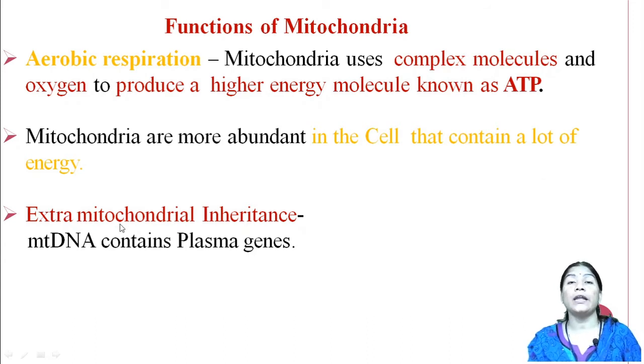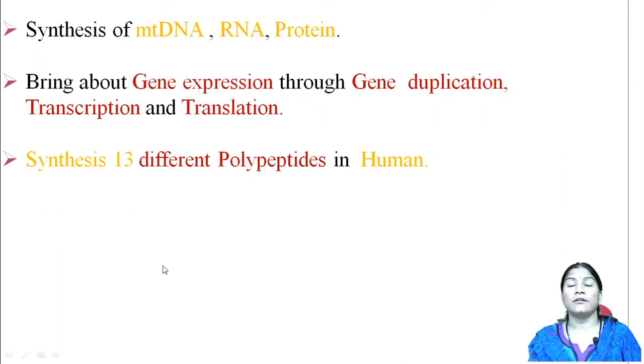It also plays an important role in extra-mitochondrial inheritance. It contains the plasma genes. It plays an important role in the synthesis of mitochondrial DNA, RNA and proteins, which brings about gene expression through the processes of gene duplication, transcription and translation.